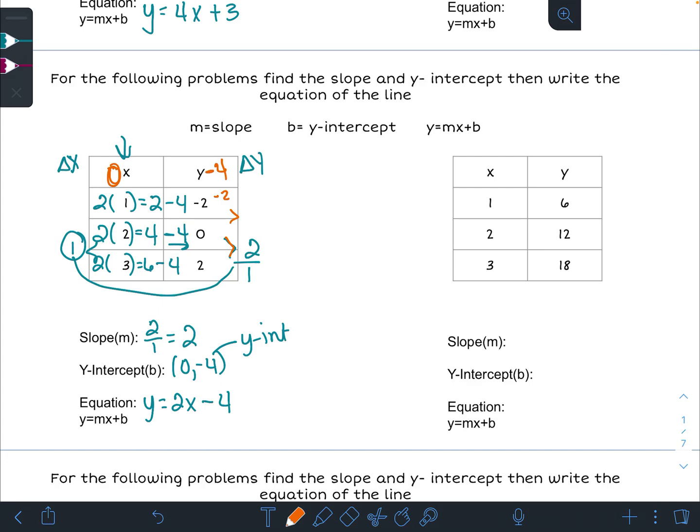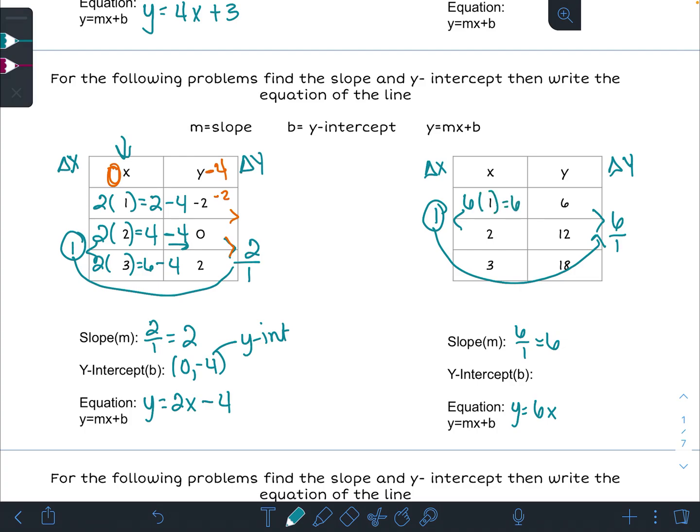The next thing you are going to do, let's check this one out. So I am going to find again, here's my change in y, here's my change in x. If I go from 6 to 12, I'm adding 6. If I'm going from 1 to 2, I am changing by 1. So I'm going to put that underneath there, and I get that my slope is 6 over 1. I can then simplify that down and know that my slope is 6. So I'm going to have my equation y equals 6x is where I'm starting.